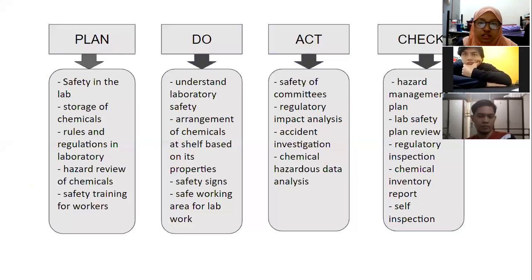For the check is the hazard management plan needs to be checked and reviewed, and then the lab safety plan review and the regulatory inspection, and the chemical inventory report also needs to be checked regularly, and the self inspection in the management of the lab. So that's all about the PDCA cycle and the management of laboratory. So that's all. Thank you.